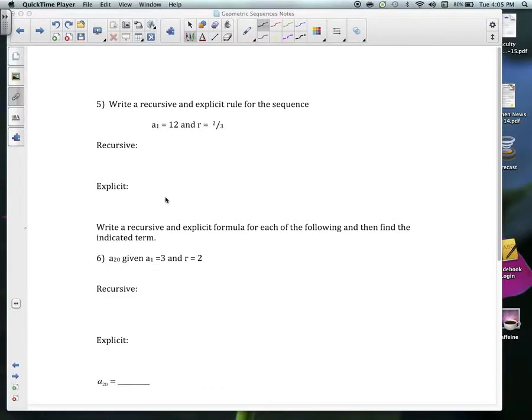Okay, we're going to continue with our examples in these set of notes. First one is to write a recursive and explicit rule for the sequence, which we just did at the end of the previous video. Again, I'm going to do two versions for the recursive.